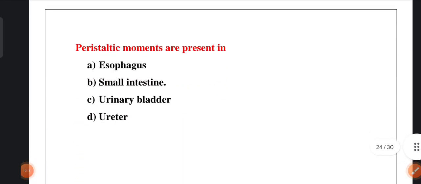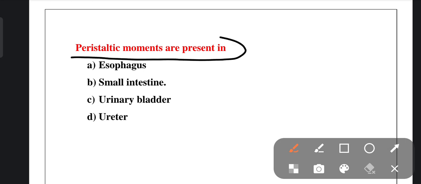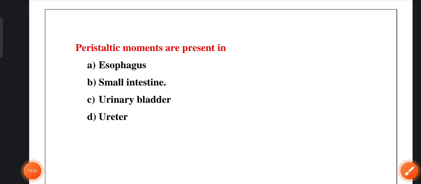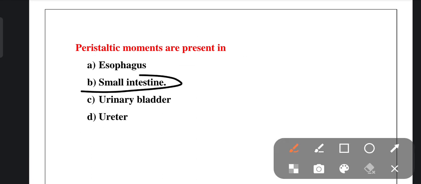The next one is, peristaltic movements are present in which part of our body, where can we hear the peristaltic movements? Options are esophagus, small intestine, urinary bladder, ureter. The correct one is the small intestine.